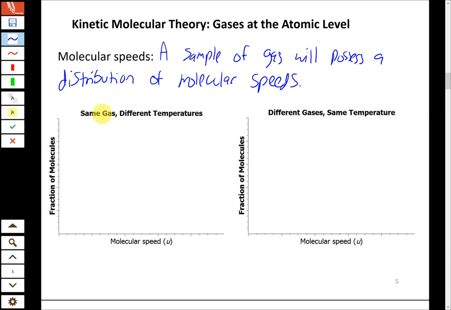What we're going to be plotting here on the x-axis is the different molecular speeds that it can have, from low to high, going left to right. And then the y-axis is fraction of molecules. What percentage or what fraction of the molecules have that specific molecular speed? Now we're going to do this qualitatively for now. We're not going to talk about the mathematical aspects just yet, but qualitatively, let's start with a gas that's at low temperature.